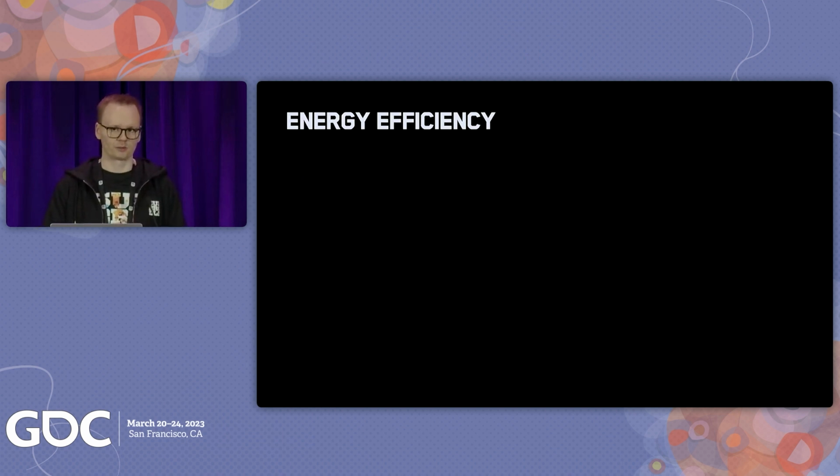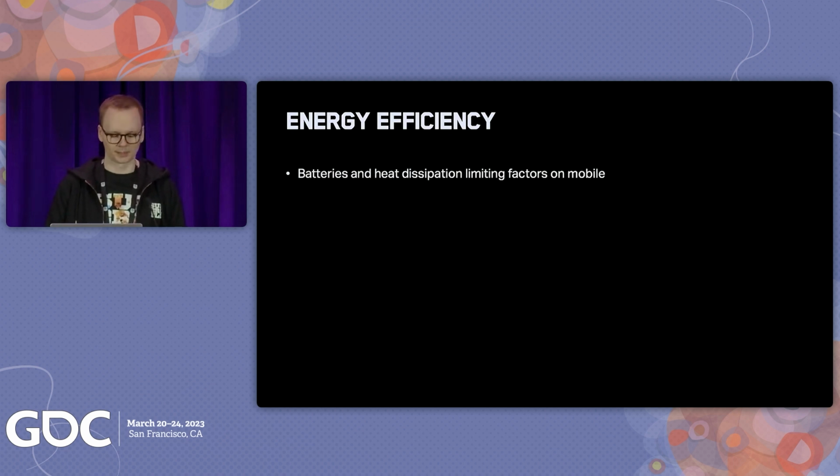Something that's very important with mobile development overall is energy efficiency. Batteries and heat dissipation tend to be very limiting factors on mobile. You don't see a lot of devices with active cooling, like fans blowing. And these devices are targeted towards not sustained performance, but peak performance. So if you try to sustain the full 100% usage of the device, then you're going to run through battery, it's going to be overheating and the device will be throttling.